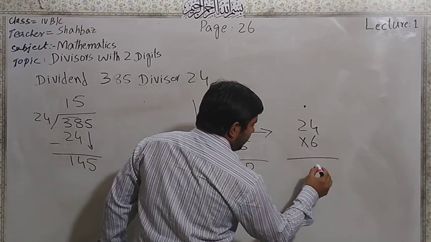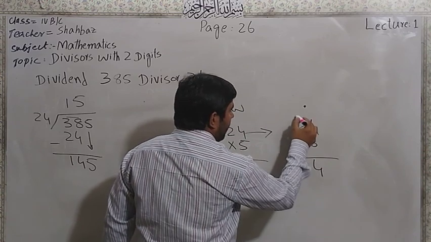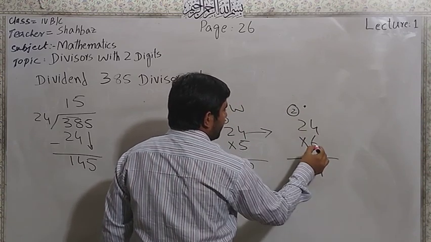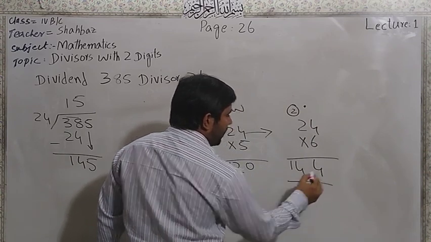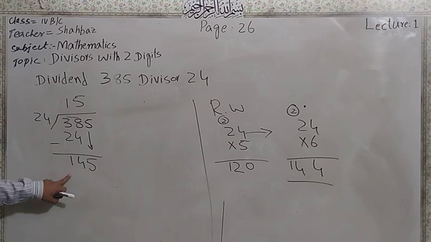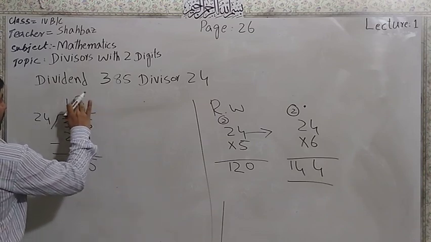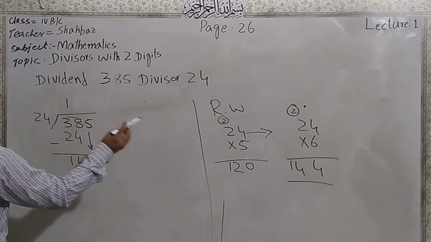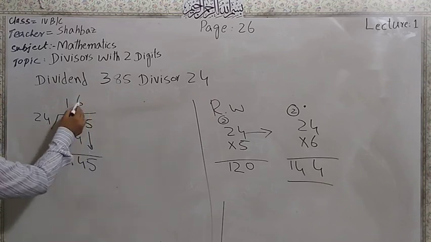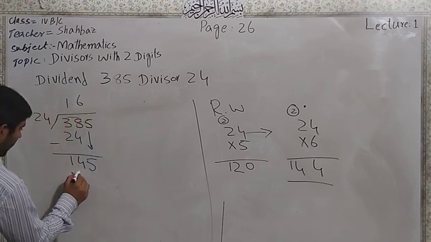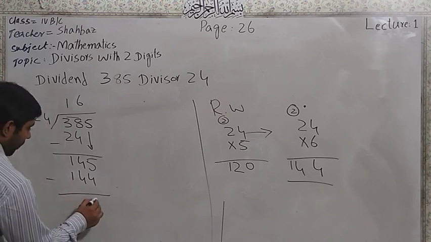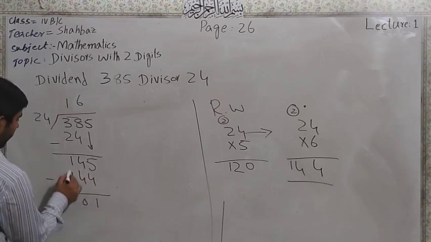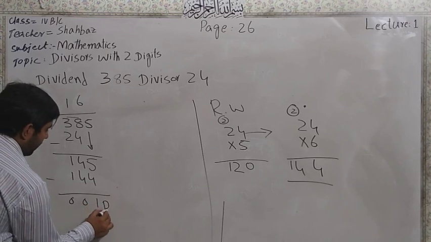6 times 4 is 24. 2 will be carried. 6 times 2 is 12 and 2, 14. It's 144, which is less than 145. So 6 24s are 144. Now we will subtract this one. 5 minus 4 will be 1. 4 minus 4 will be 0. 1 minus 1 will be 0. It's the remainder.